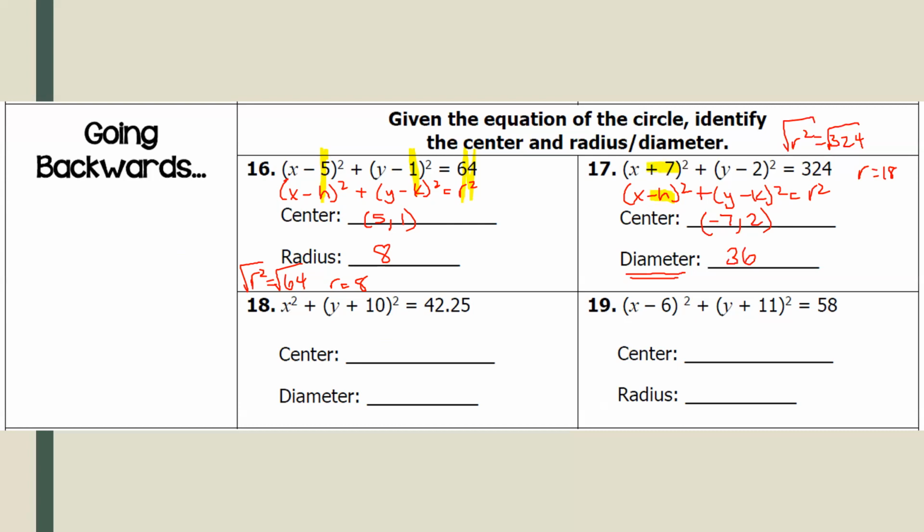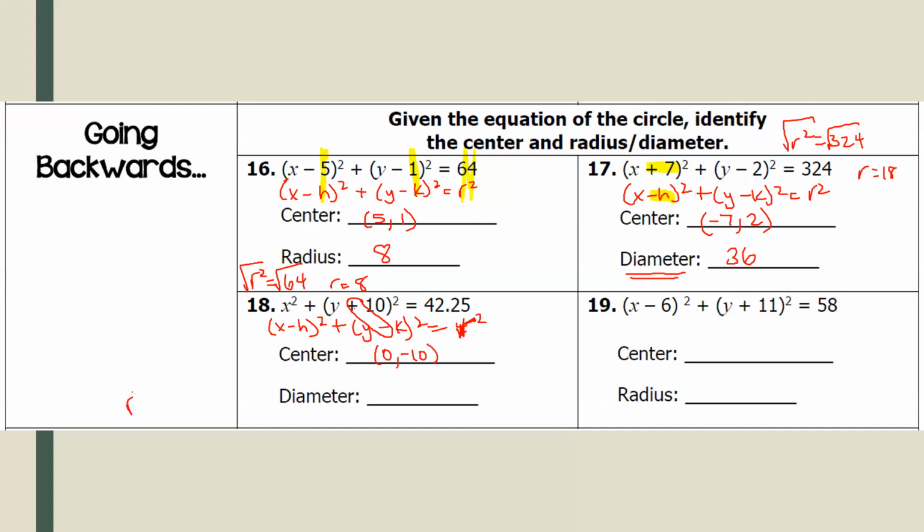Okay. Number 18, this looks kind of strange. There's no h value. Oops, r squared. There's no h value. What number represents nothing? 0. So h is 0. K, those signs match. They shouldn't match. It should be a minus. That's what I get for talking and writing at the same time. There we go. See how our signs don't match? So that means that k is negative 10. So (0, negative 10) is our center.